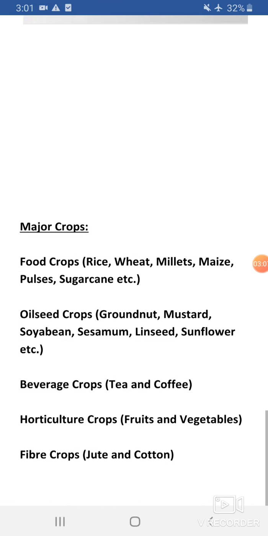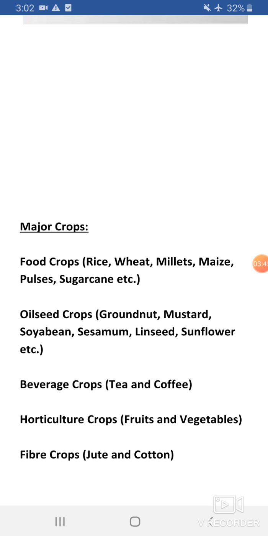Let's move on to the major crops. Major crops are a variety of food and non-food crops, which means fiber that are used for clothing and not for consumption, are grown in different parts of the country depending upon the variations in soil, climate and cultivation practices. Major crops grown in India are rice, wheat, millets, maize, pulses, sugarcane, etc.